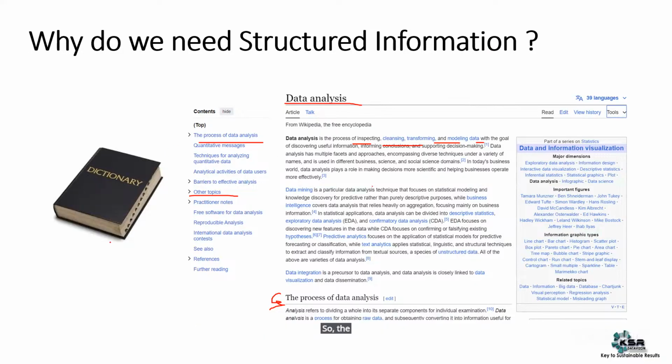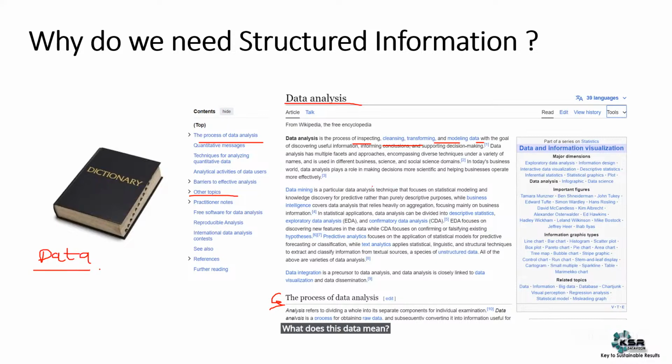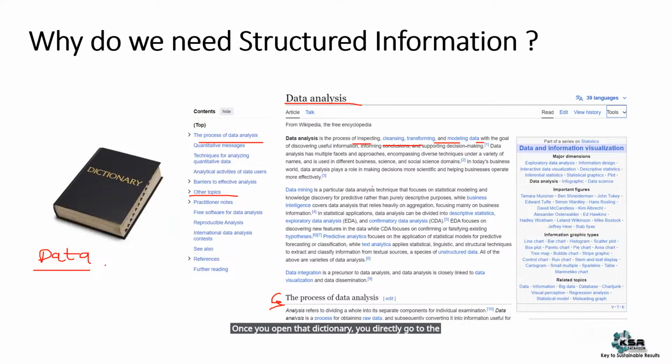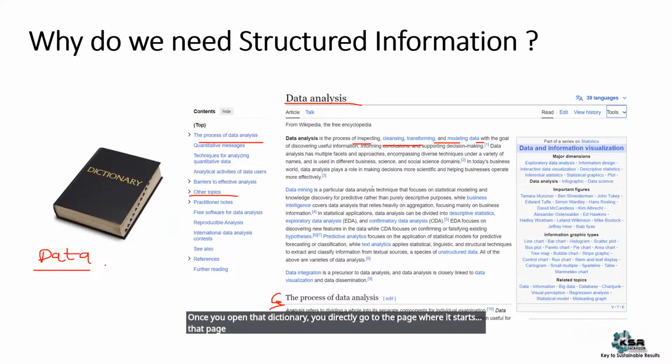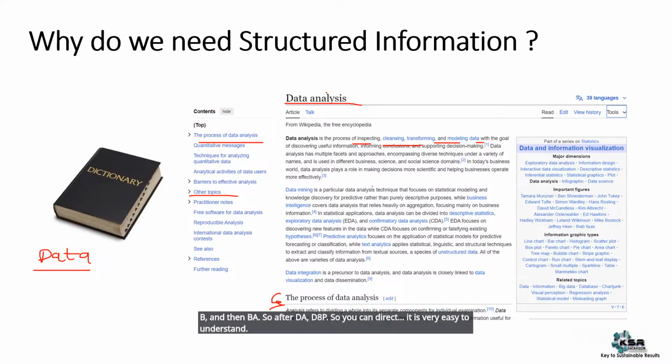The same happens in the dictionary, right? I want to particularly search a word. There is a word called data. What does this data mean? So I want to search this word. You open a dictionary. Once you open that dictionary, you directly go to the page where the word starts with D, right? D and then DA. After DA, DAT. It is very easy to understand.